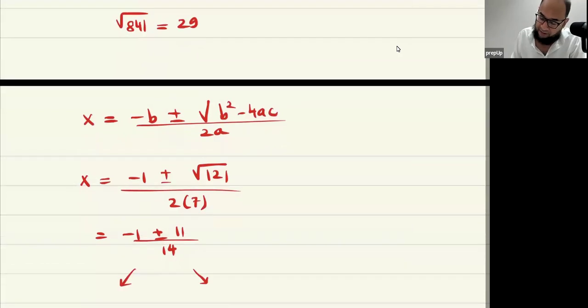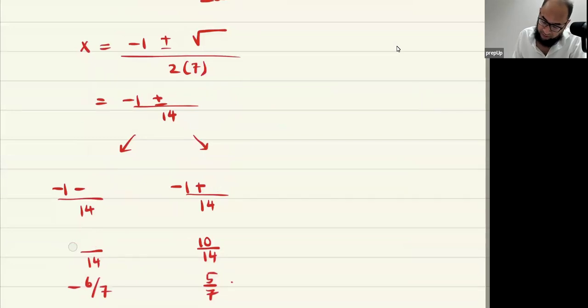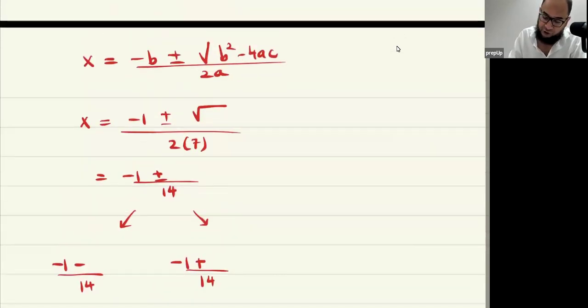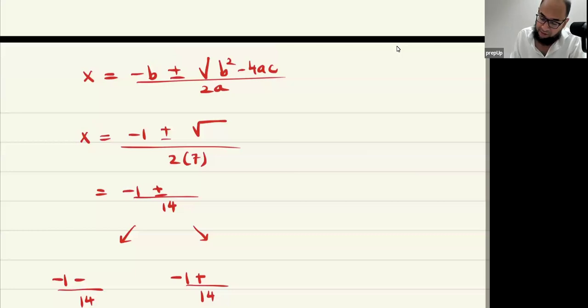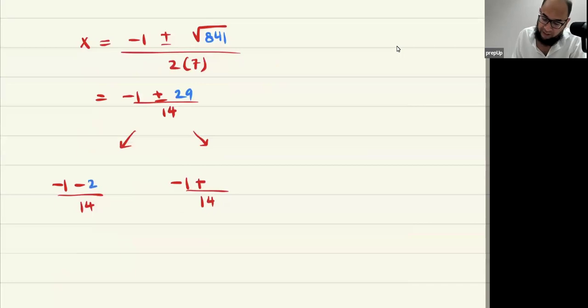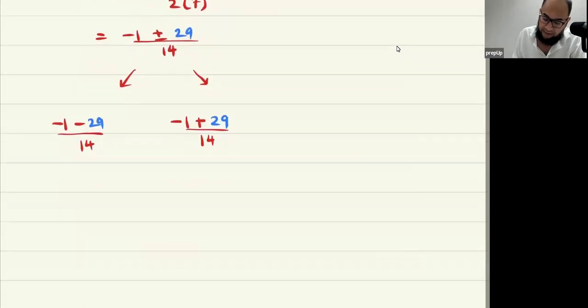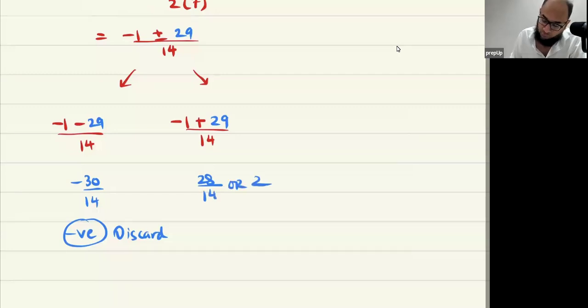Let me write it again over here, and let me erase this thing, because the answer is not in fractions. Definitely it has to be two numbers. So this is 841, this is 21. Minus 1 minus 29 divided by 14, and minus 1 plus 29 divided by 14. This is minus 30 over 14, which is negative. That is why discard. And over here, minus 1 plus 29 is 28 over 14, which comes out to be 2. And this is what we accept.